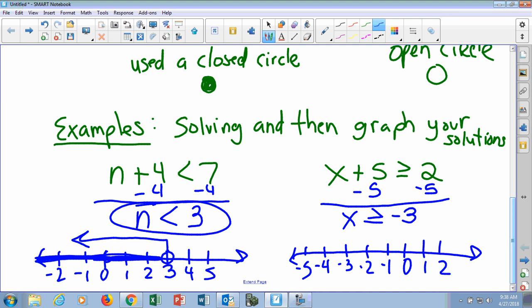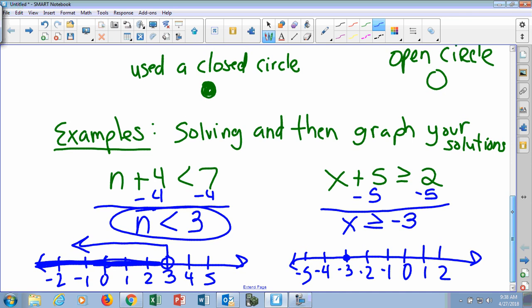Okay, now, what kind of circle? Closed, because it's equal to, right? Which means it has to include negative 3, right? Because think about what it says here. Is negative 3 greater than or equal to? It's equal to, right? There's two possibilities because we use the word or. So that's why we have to do a closed circle.